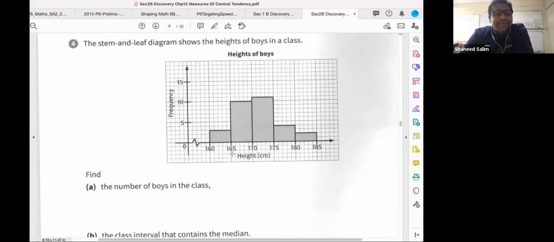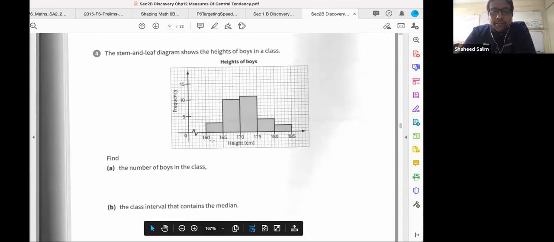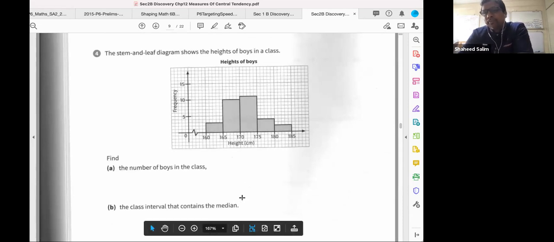Okay, you try this, Simon. What's the meaning of class interval? You are talking about this. This is the class interval. So 160 to 165, 165 to 170, 170 to 175, 175 to 180, 180 to 185.